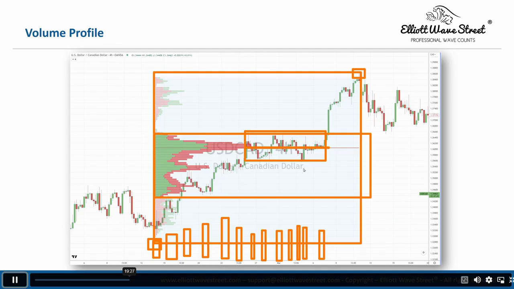So of course, it's extremely useful because we can use it on any market. We don't care about the volume coming from the exchange or from the broker, because it's not using that type of volume. It's just showing where the price was trading the most in terms of time. So that is extremely important.